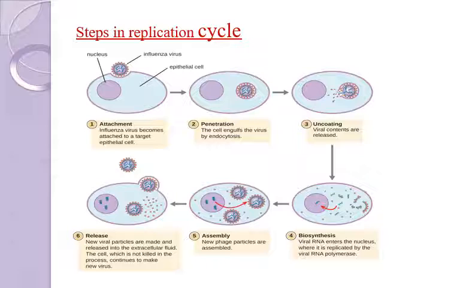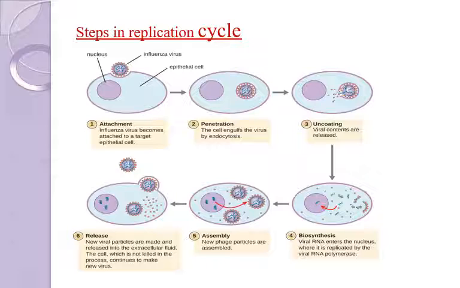Now, if we summarize all the steps in replication cycle, the first one is the attachment. As in influenza, the virus becomes attached to a target epithelial cell. Secondly, penetration occurs. The cell engulfs the virus by endocytosis. Thirdly, uncoating occurs. The viral contents are released by uncoating. And the fourth step, biosynthesis occurs. Viral RNA enters the nucleus where it is replicated by the viral RNA polymerase.